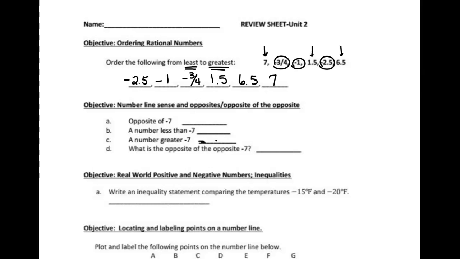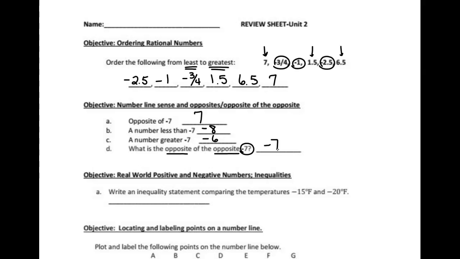from least to greatest. Our next objective, number line sense in opposites and opposites of the opposite. The opposite of -7 is a +7. A number less than -7, we would be looking for numbers that are to the left of -7, and the first one would be -8. A number greater than -7, we would be looking for numbers to the right of -7, and that could be -6. What is the opposite of the opposite of -7? Opposite of the opposite would be the same number you start with, which in this case would be -7.